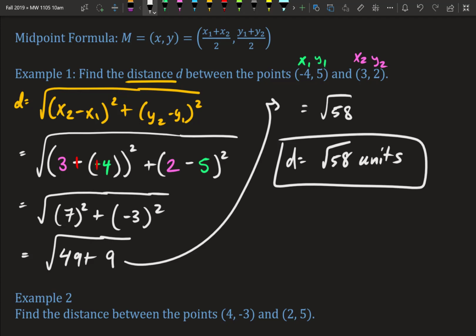If within there it says to round or approximate or to the 100th place or 3 decimal places, then it wants a decimal. So we're going to stick with exact here because that's what it wants. It wants exact. But if it said to round, you just plug square root of 58 into your calculator and round appropriately.